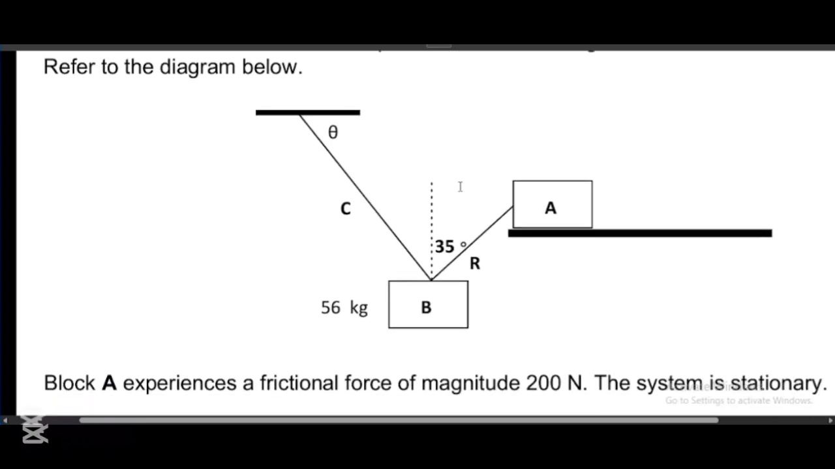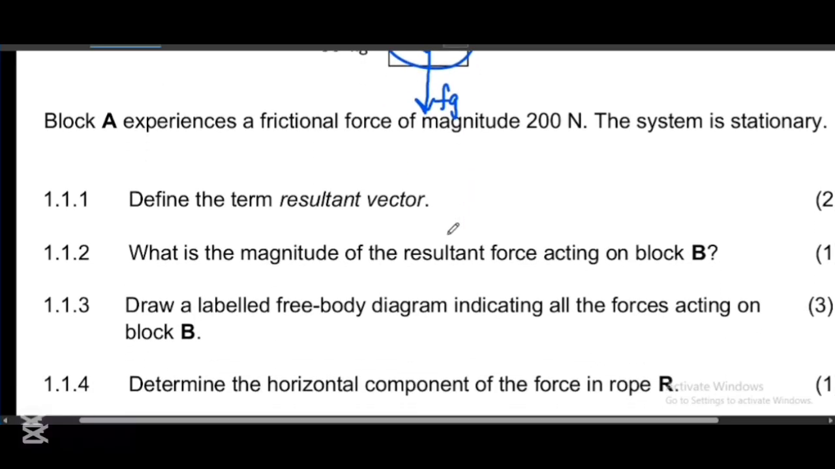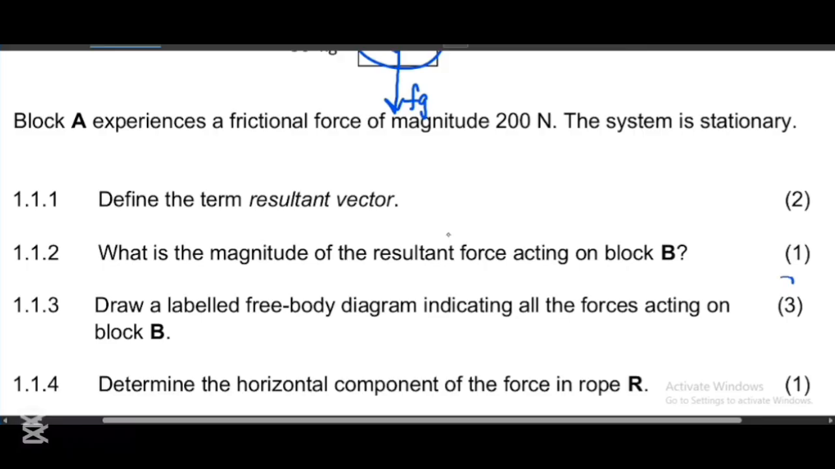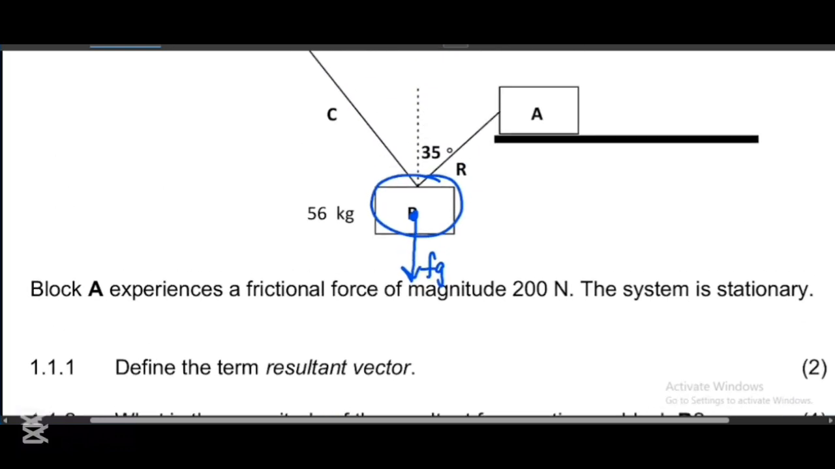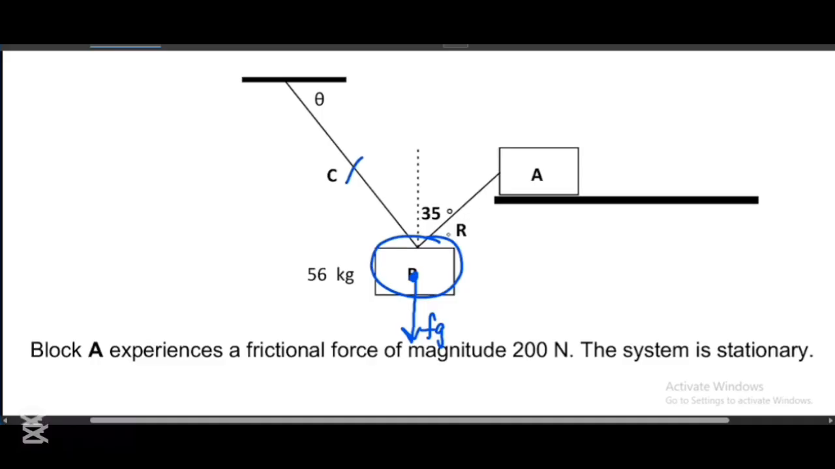We can see that this is our block B, and on block B we have the gravitational force going downwards, which is Fg. We have tension R and tension C. In answering this question, most of the time we have to look at the marks. If we have 3 marks, it means that the free body diagram has to have 3 forces. For 3 marks, we have 3 forces. So let's count the forces. We have tension C, tension R, and Fg. Therefore, it's 3 marks.